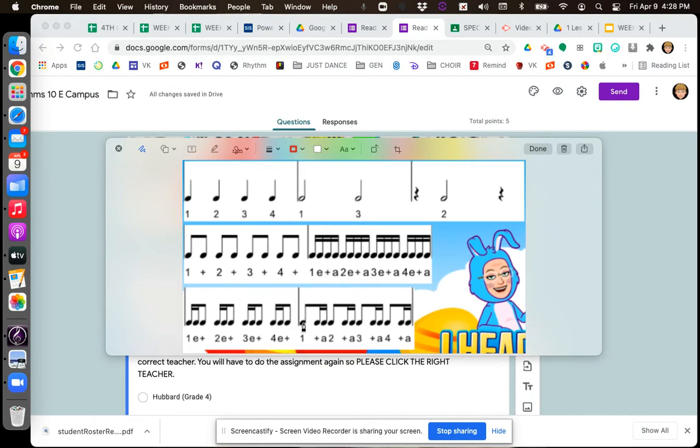Okay, now an eighth note followed by 2 16th notes is 1 and a, 2 and a, 3 and a, 4 and a. So depending on which beat into which they fall, for example, in the first beat you would have 1 and a. In the third beat, you would have 3 and a.